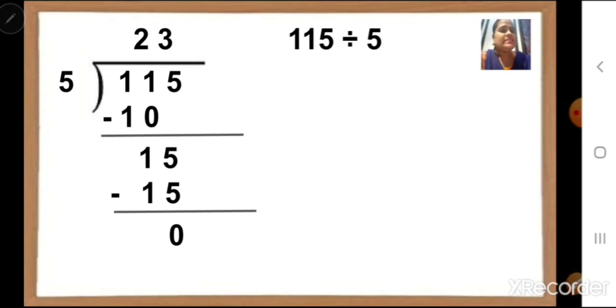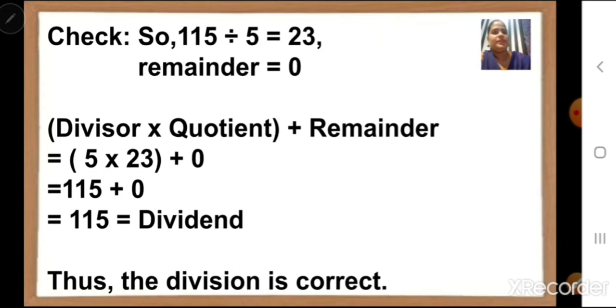Now the next step is to check whether our answer is correct or not. Whether this 23 what we have got is correct or not. How are we going to check? Yes, with the help of the formula. Right? What is the formula? Dividend is equal to divisor into quotient plus remainder. Right? So you will write the formula down here and then you will substitute the divisor, quotient and remainder.